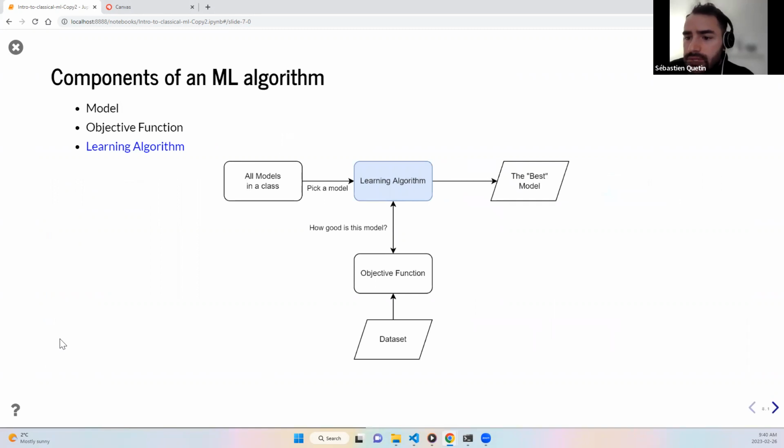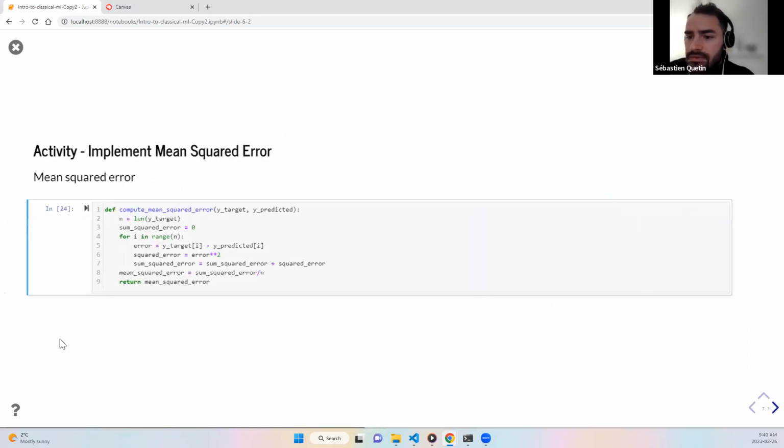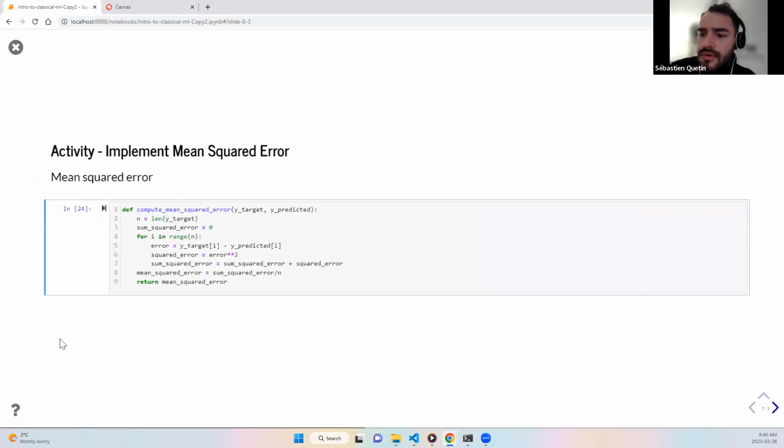So the first question is, are objective functions similar to loss or cost functions? Yes, exactly. They are the same thing. The objective function, the cost function, and the loss function are the same thing for most purposes.